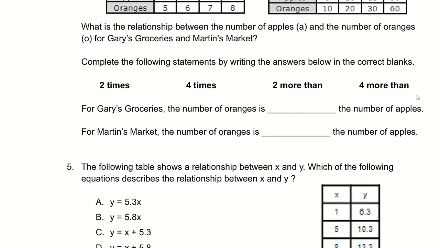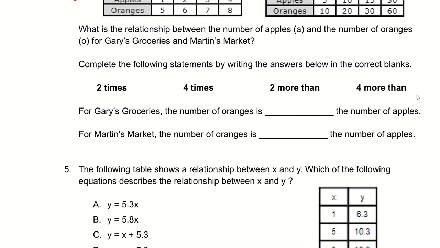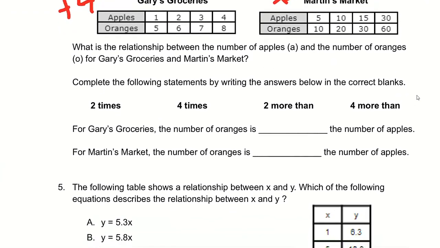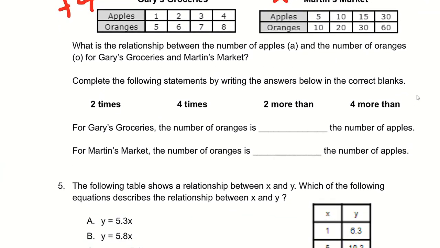Okay, so for Gary's Groceries, the number of oranges is, what was our rule again? Oh, now I'm writing. Sorry. It was plus 4. Plus 4, so we're going to go 4 times 2 more. That will be 4 more. Good. More than means add.